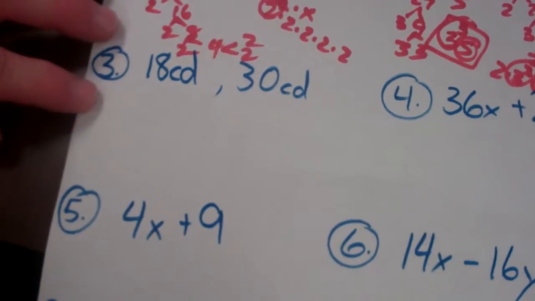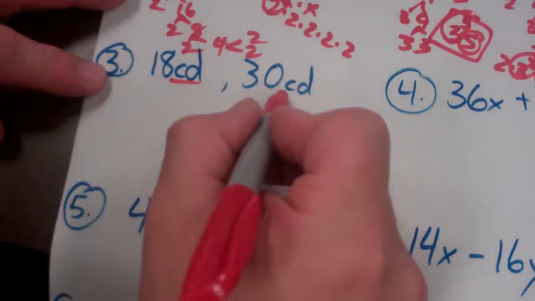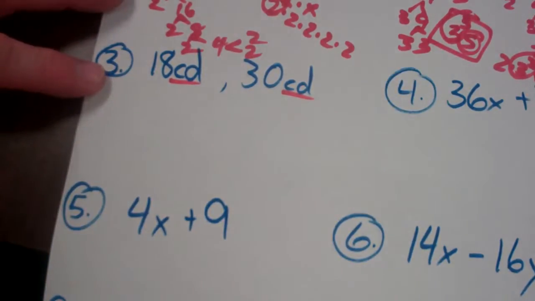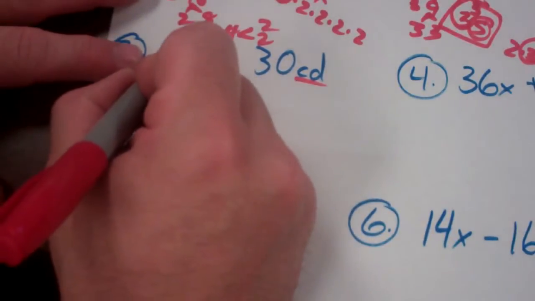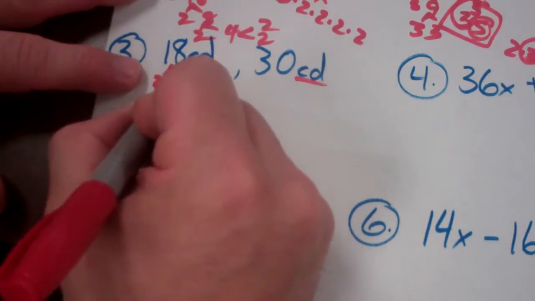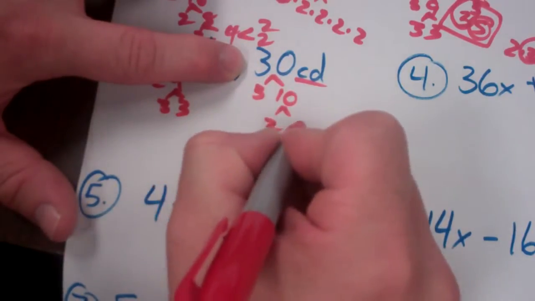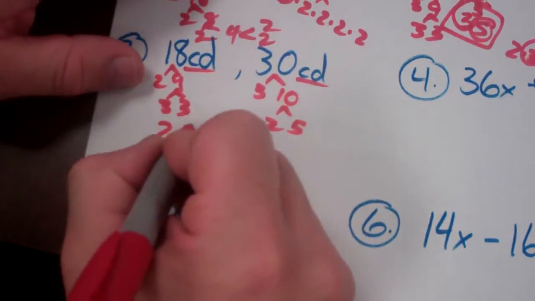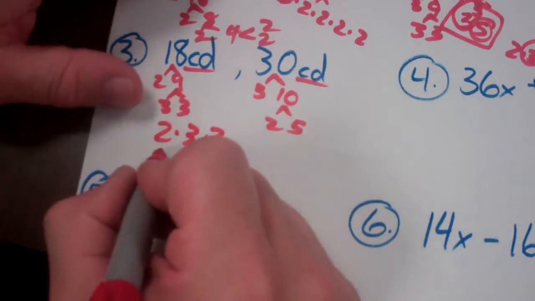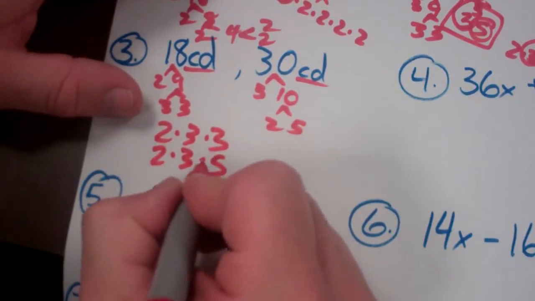All right, so let's try that again. Greatest common factor. I notice these two already have a c and a d in common. So I could just do 18. 18 is 2 times 9, which is 3 times 3. 30 is 3 times 10, which is 2 times 5. So I could write this as 2 times 3 times 3, and this one has 2 times 3 times 5.